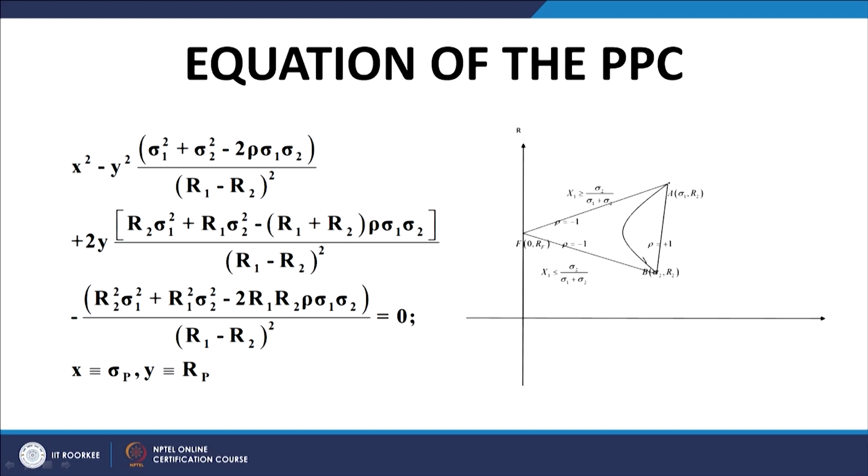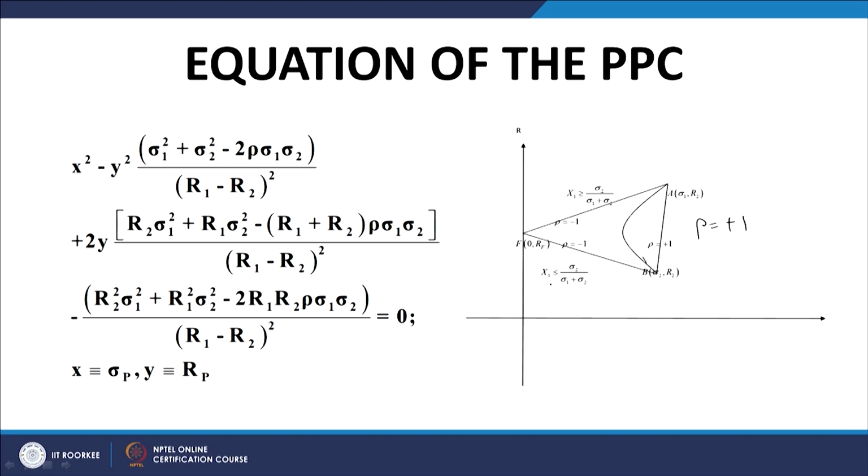Here we have 100% of A, here we have 100% of B, and this is the region along which linear mixtures of A and B will lie. Now, there is another important thing. For rho equal to plus 1, there are two limiting cases. For rho equal to plus 1, that is when the two securities A and B are perfectly correlated, this portfolio possibilities curve flattens out to the line AB, this particular line.